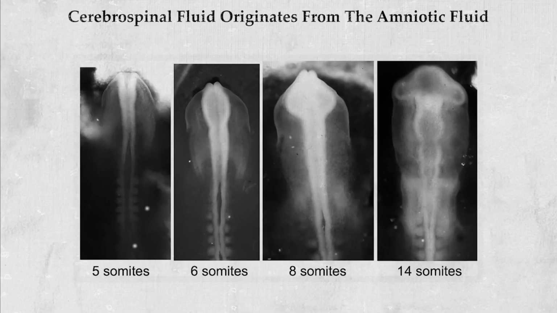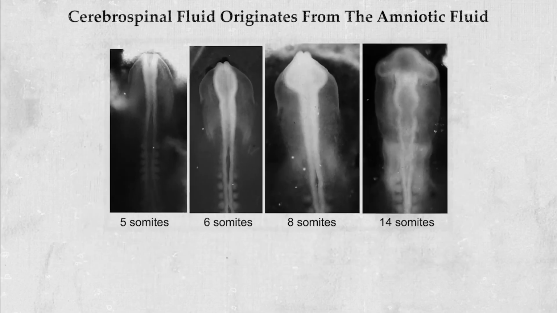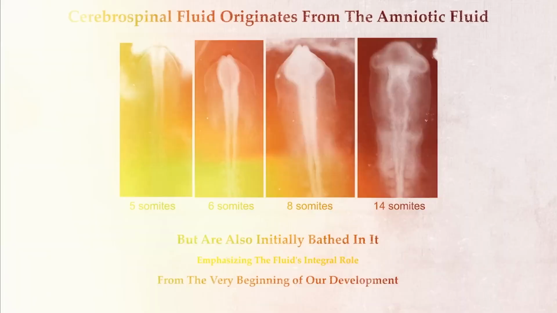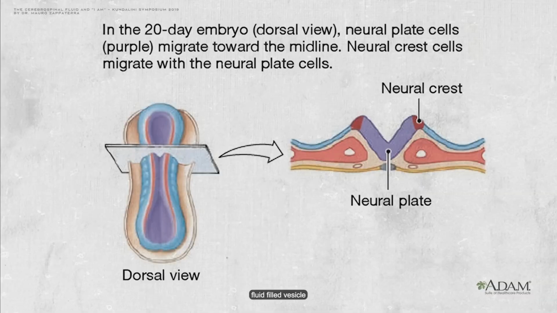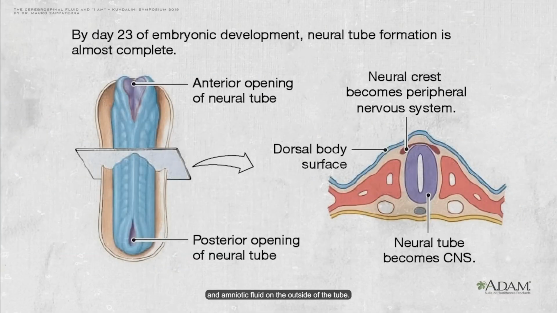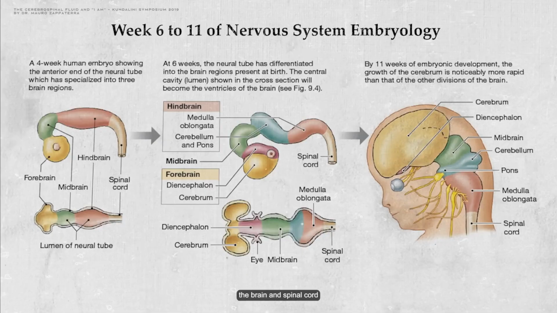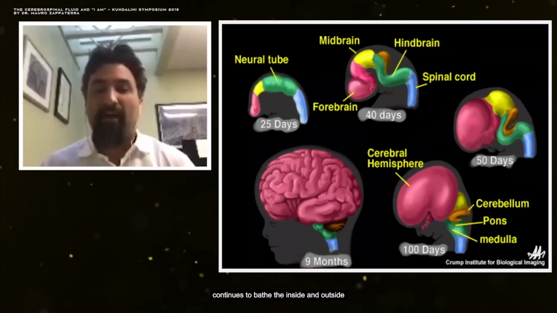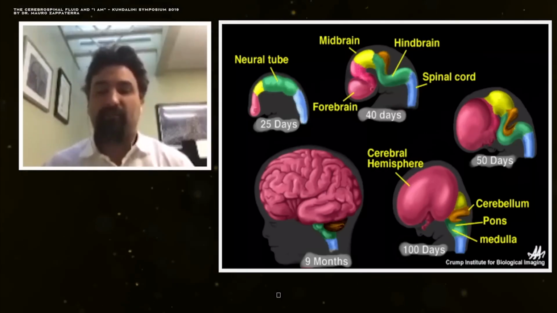It's a fascinating concept. Our brain and spinal cord are not just organized around fluid, but are also initially bathed in it, emphasizing the fluid's integral role from the very beginning of our development. Initially, your embryonic brain is a hollow, fluid-filled vesicle with cerebrospinal fluid on the inside of the tube and amniotic fluid on the outside of the tube. As you develop, the brain and spinal cord enlarge and differentiate, and cerebrospinal fluid continues to bathe the inside and outside of your entire central nervous system.